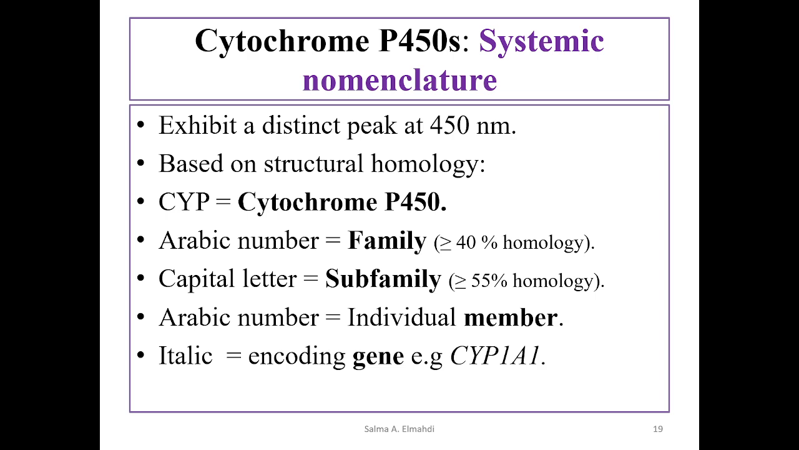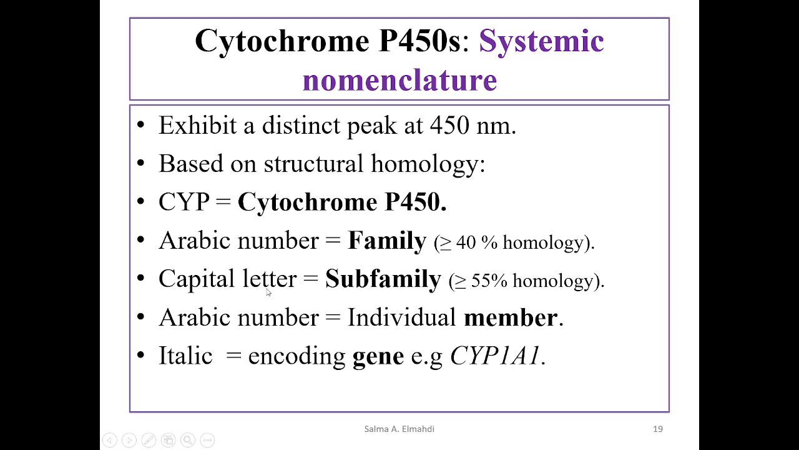Regarding the nomenclature of cytochrome P450, it has systemic nomenclature. It exhibits a distinct peak at 450 nanometer, and that is why the name 450. And based on structural homology, CYP stands for cytochrome P450. So it will be followed by an Arabic number, which represents a family, and we say a group of cytochrome P450 isoforms are a family when they exhibit more than 50% homology in their amino acid sequence.